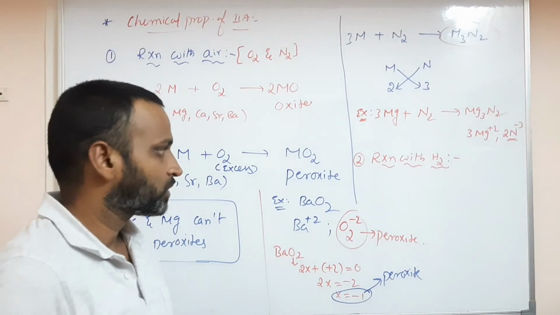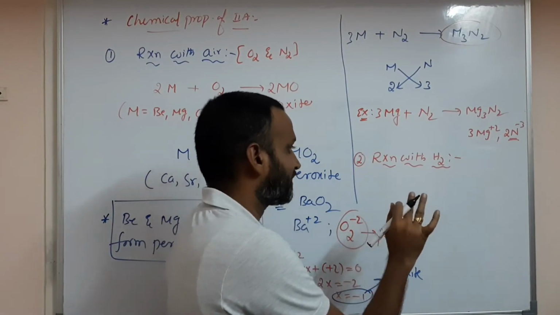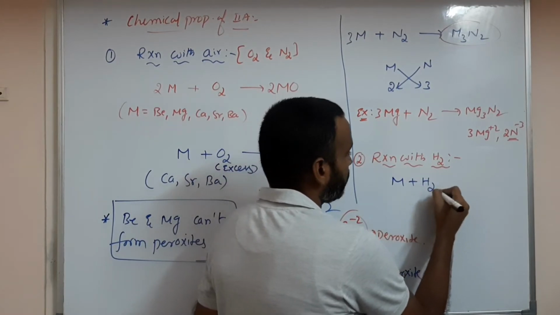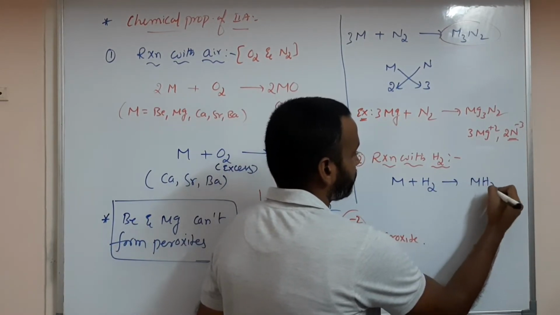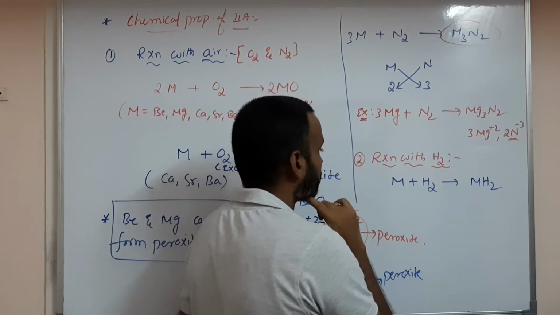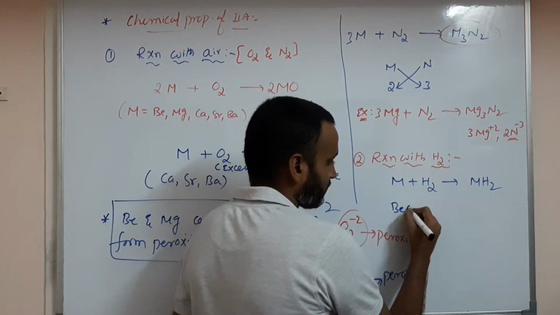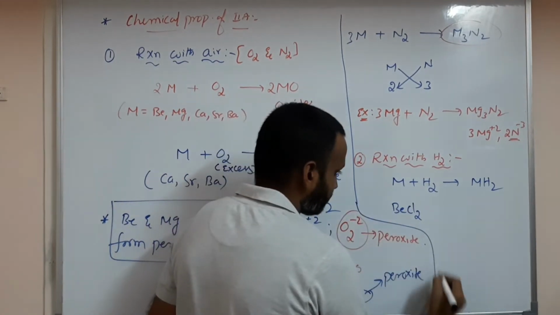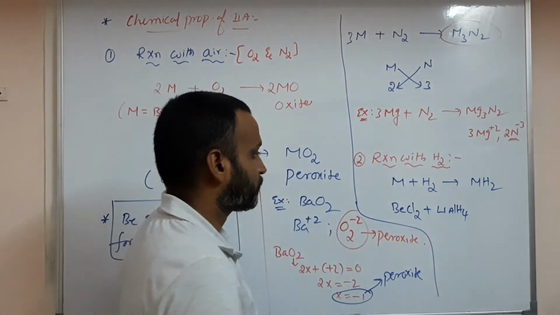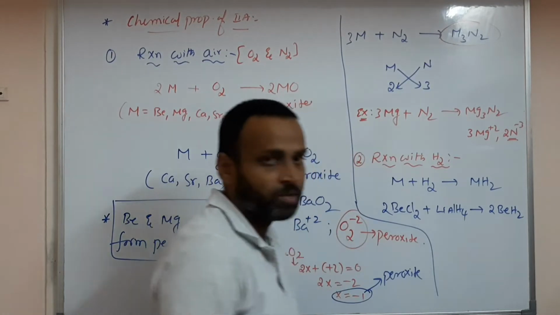Okay, next come to the second one, that is reaction with H2. As going down, reactivity increases. Beryllium is less reactive, but beryllium hydride is covalent. Remember that one. So same story: M plus H2, you are having MH2. Why? Alkaline earth metal, no? 2 is the valency. This is very, very important. If you want beryllium hydride, it cannot be made directly. BeCl2, beryllium chloride, you have to react with LiAlH4. Then you will get BeH2. Beryllium hydride cannot be prepared directly.